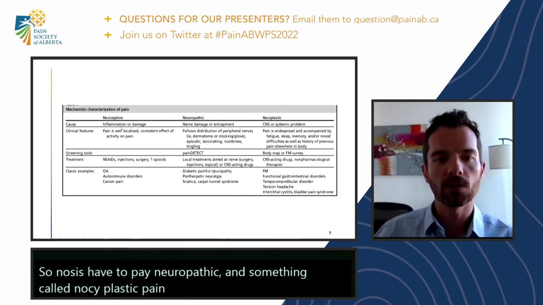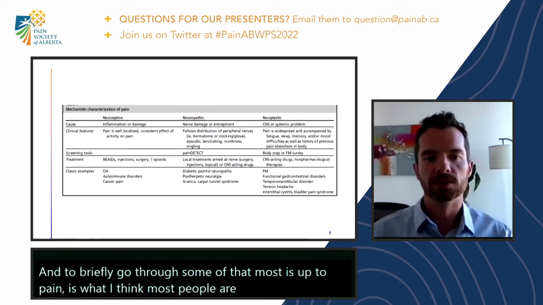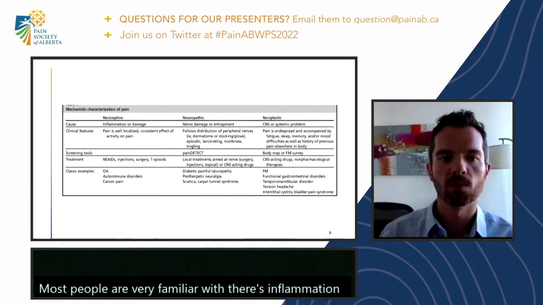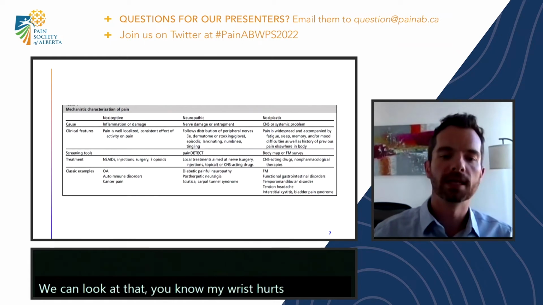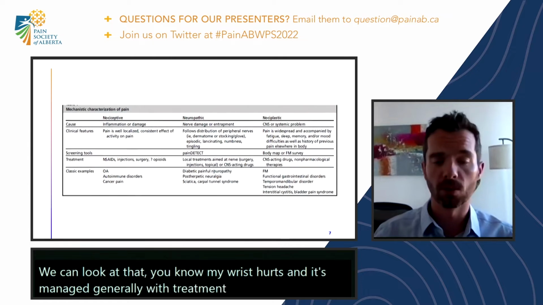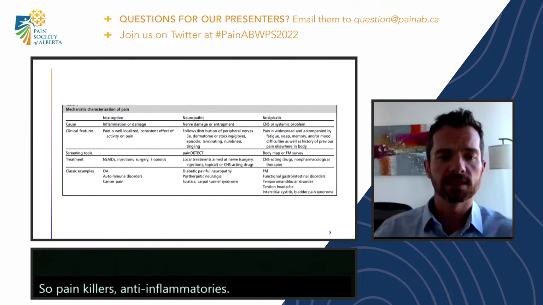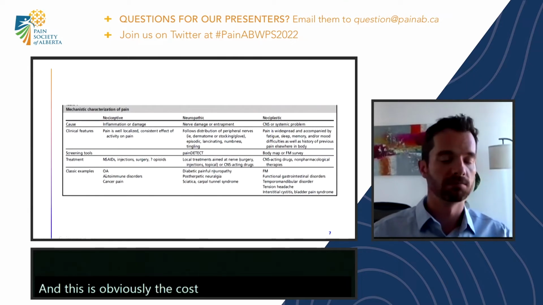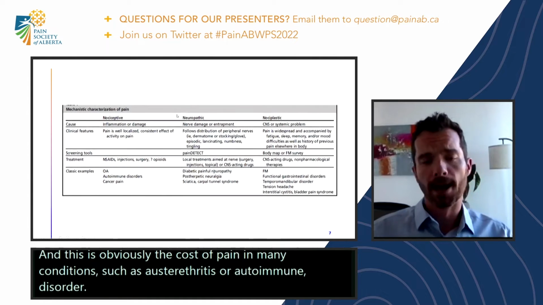To briefly go through some of that, nociceptive pain is what I think most people are very familiar with. There's inflammation or there's damage in the tissue somewhere. We can localize that: my wrist hurts. It's managed generally with treatments that we would think would be normal for pain, so painkillers and anti-inflammatories. And this is obviously the cause of pain in many conditions such as osteoarthritis or autoimmune disorders.